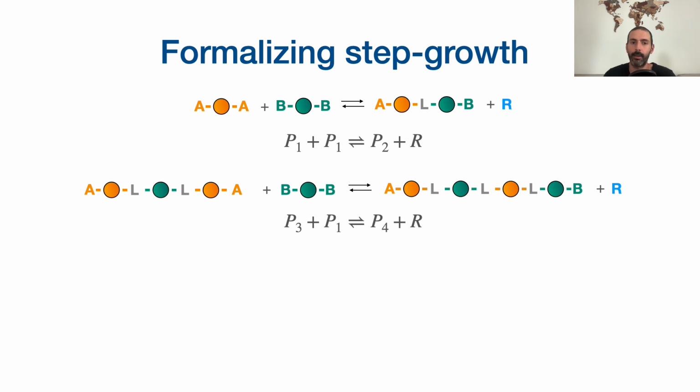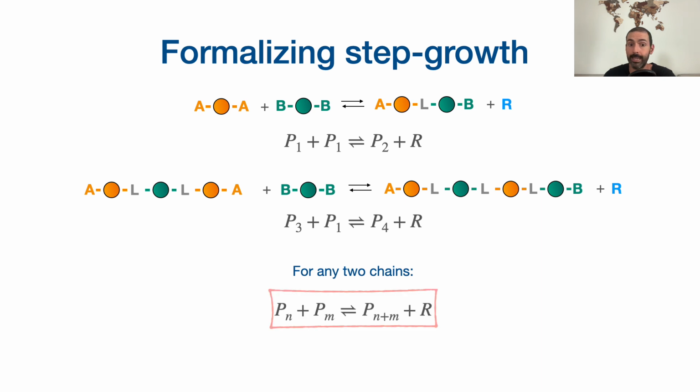Thankfully, we can rely on a very convenient formalism. That refers to any two generic polymer chains, and we will call them P of N and P of M. They together react, forming a longer chain of length N plus M. And what are these subscripts that we're using here, N and M? They're just numbers, integers larger or equal to 1. Okay, so any two chains will react with one another, releasing potentially an R group. They are at equilibrium and they form a longer chain of length N plus M, or if you prefer, consisting of N plus M monomers.